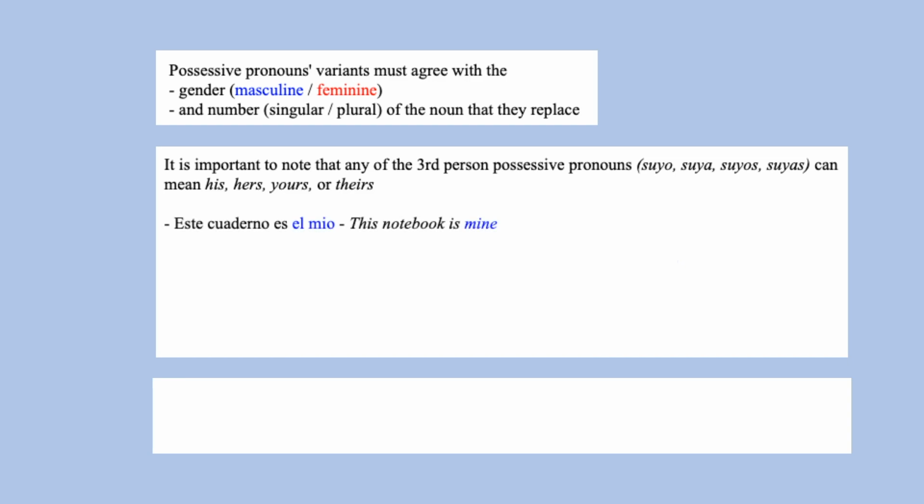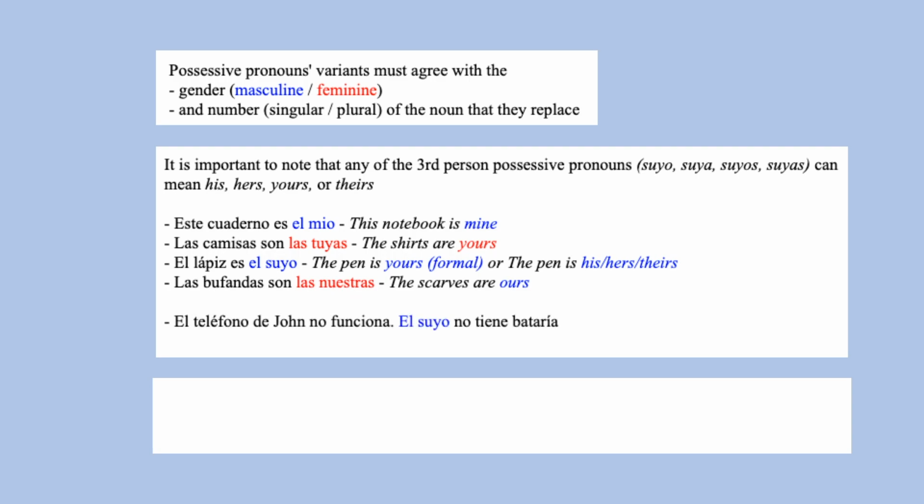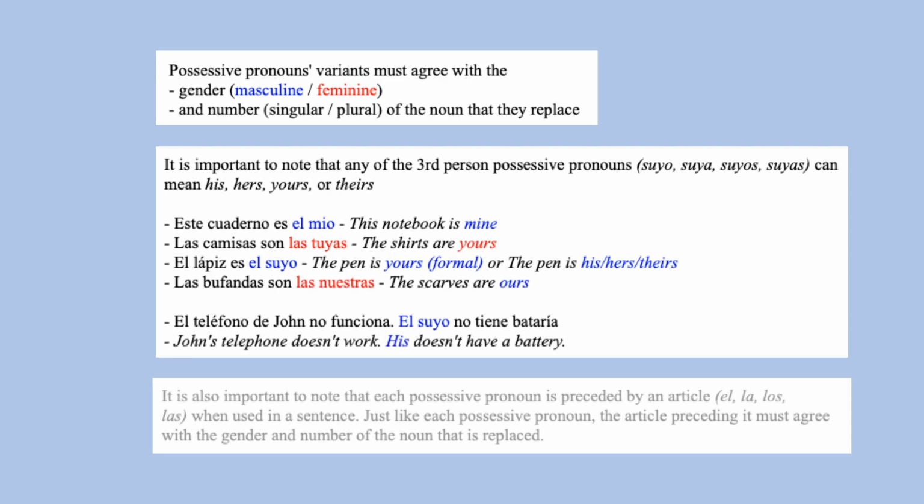Este cuaderno es el mío. Las camisas son las tuyas. El lápiz es el suyo. Las bufandas son las nuestras. El teléfono de John no funciona. El suyo no tiene batería. Also note that each possessive pronoun is preceded by an article when used in a sentence. And just like the possessive pronoun, the article preceding it must agree with the gender and number of the noun being replaced.